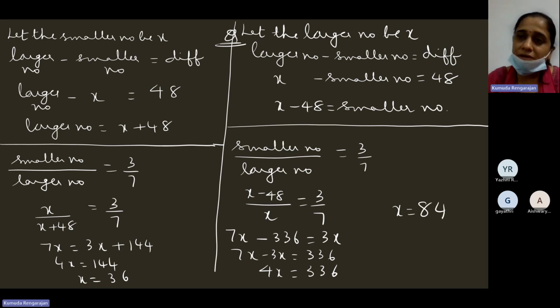The values of x will be different in both the cases. Why? Because in the first case, x is the smaller number. You can't get the same value of x in both the cases. Because in the first method, x is the smaller number, while in the second case, x is the larger number. So in the first one, x is 36. So the larger number is 36 plus 48. In the second one, x is 84. The larger number is 84. So the smaller number is 84 minus 48.